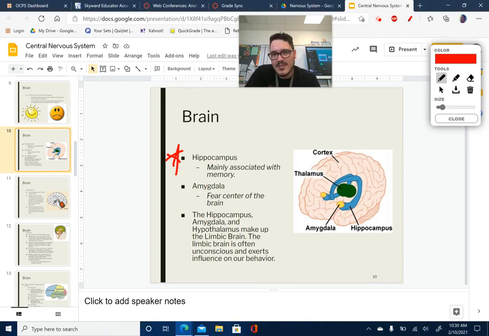Simple, because it's associated with memory. Memory is a really complex thing, by the way. We'll learn more about that as we progress, especially into our next unit. But it can be rather interesting as far as what's going on. Then we have the amygdala. The amygdala are these orbs on the end. The amygdala are typically associated with more intense emotions like anger and rage and fear. So it is considered the fear center of your brain.